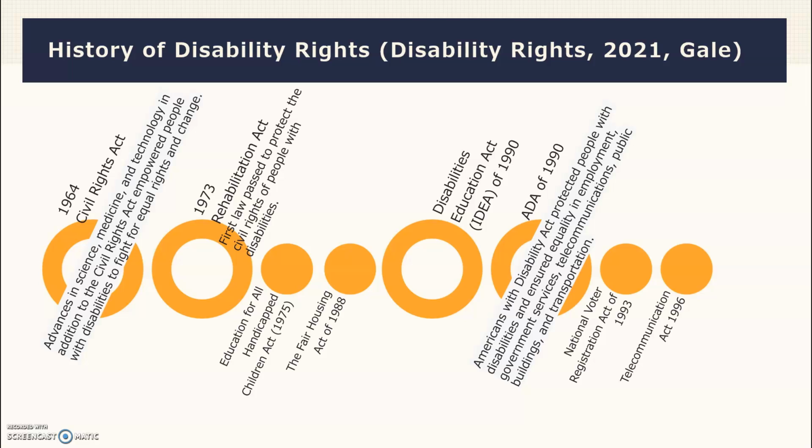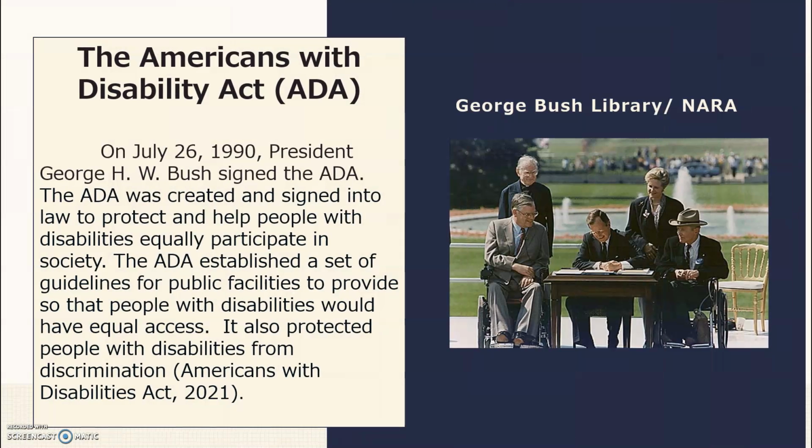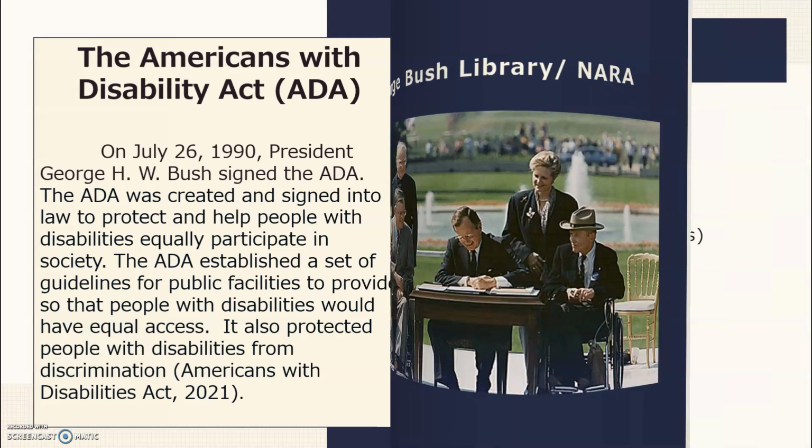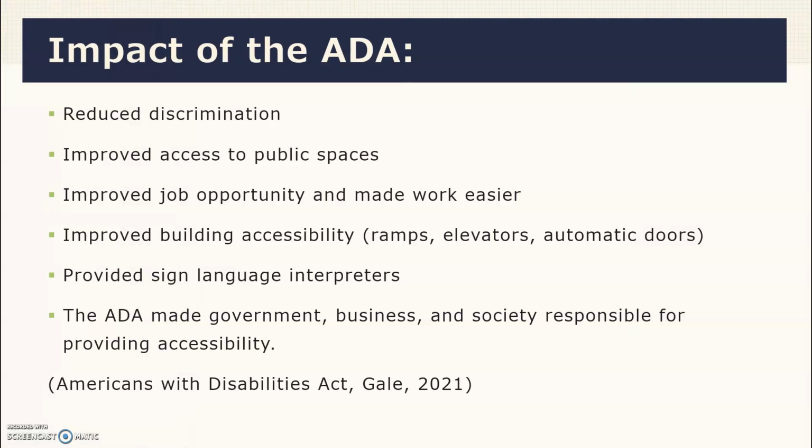Let's take a closer look at the ADA. The Americans with Disability Act, or ADA. On July 26, 1990, President George H.W. Bush signed the ADA. The ADA was created and signed into law to protect and help people with disabilities equally participate in society. The ADA established a set of guidelines for public facilities to provide so that people with disabilities would have equal access. It also protected people with disabilities from discrimination. Now we're going to look at the impact of the ADA.